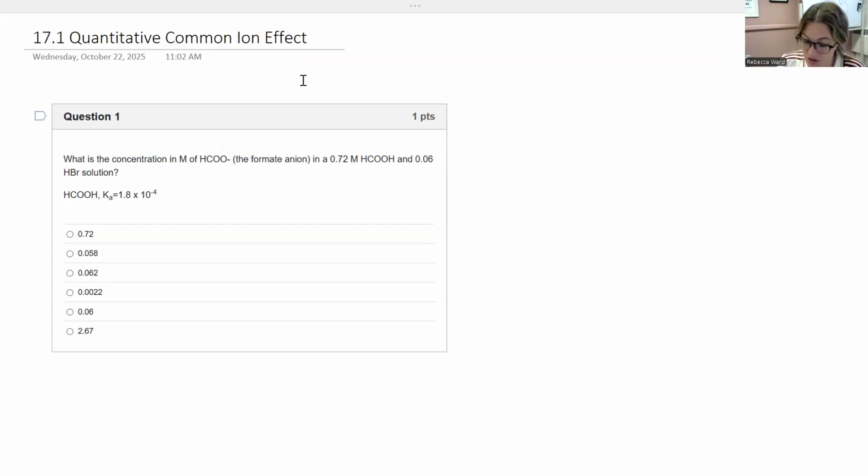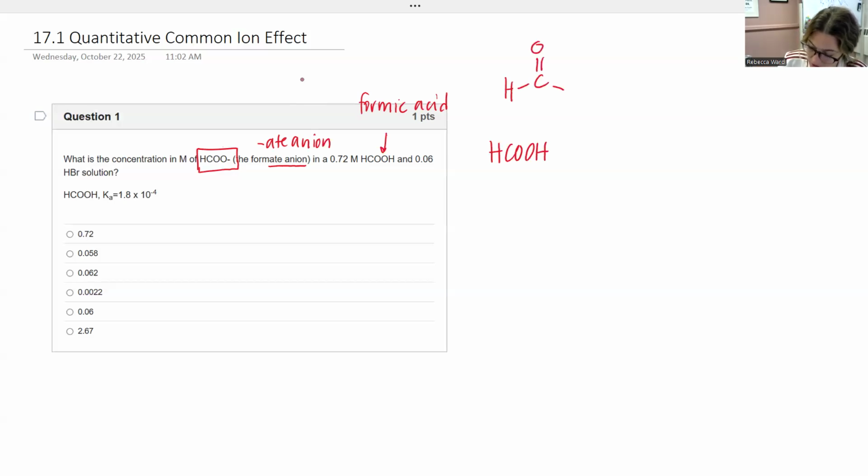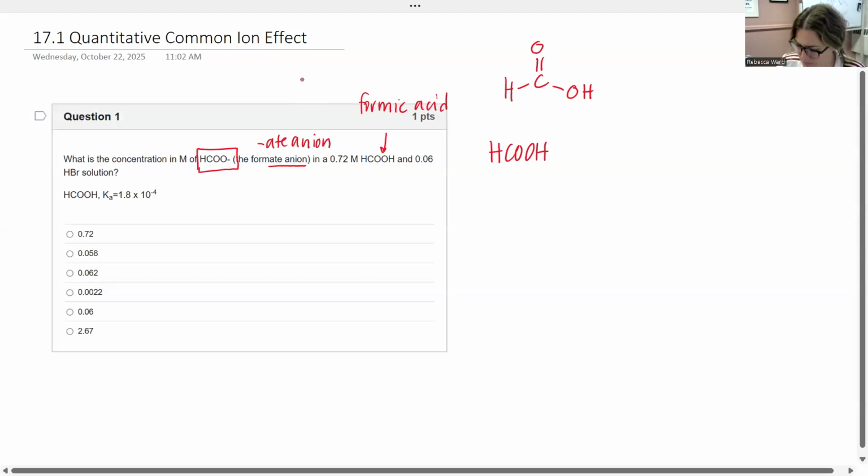So we're wondering about the concentration of HCOO minus, which is the formate anion. And I could have written this out for you to make it a little bit more obvious, but that's formic acid, okay? And we've added some HBr. So in the solution, we put in some HCOOH. That looks like this, just to help get you more comfortable with these structures.